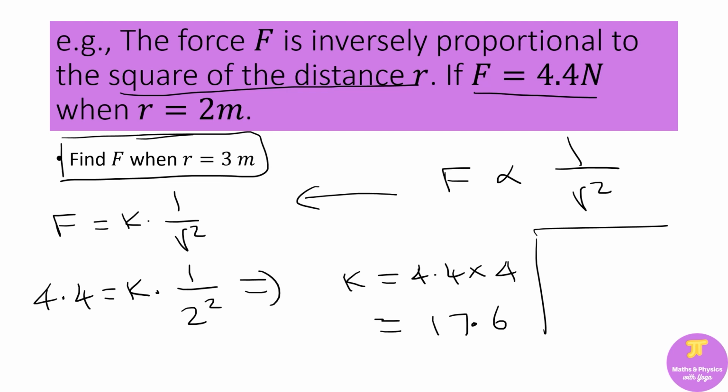Now that we know k, F equals k times 1 over r squared. k is 17.6 times 1 over r squared, where r squared is 9. It's something like 1.95 Newtons. That's the answer to this question.